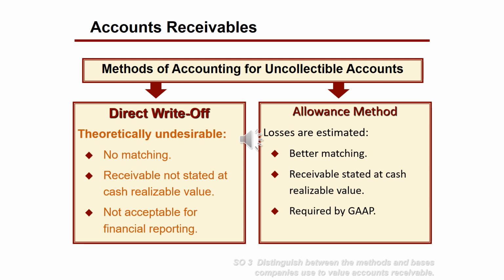The way that is recommended for reporting uncollectible accounts by GAAP is to create an allowance. So this is called the allowance method. For this method here, the losses are estimated, which provides better matching, and the receivable is going to be stated at cash realizable value on the financial statements of the company.